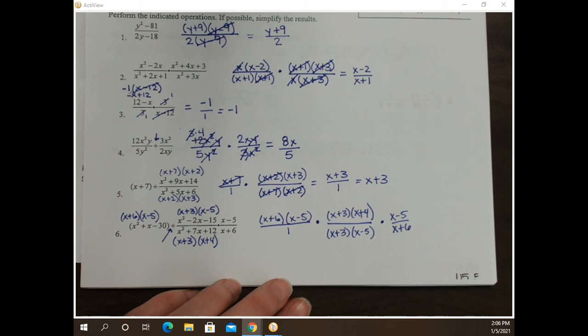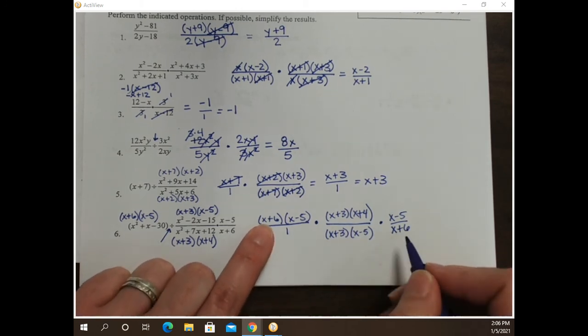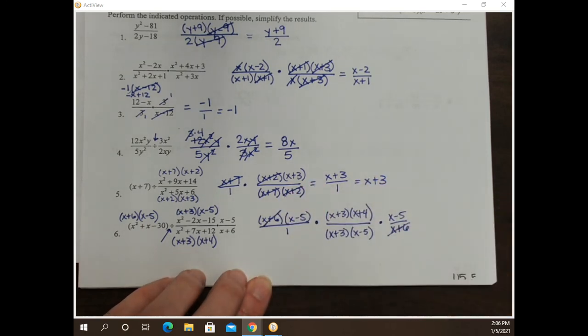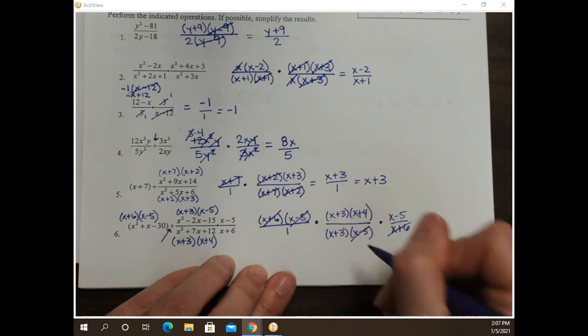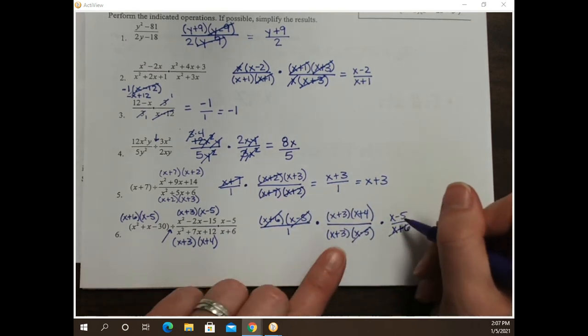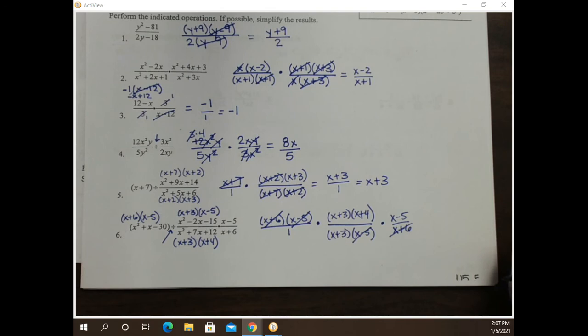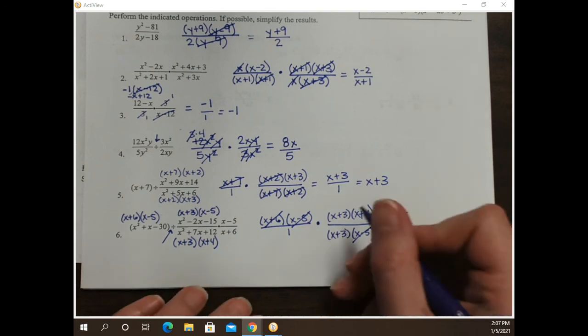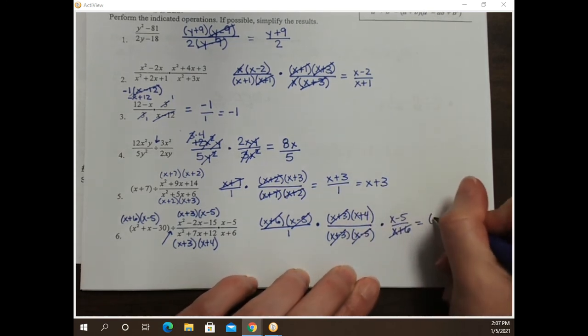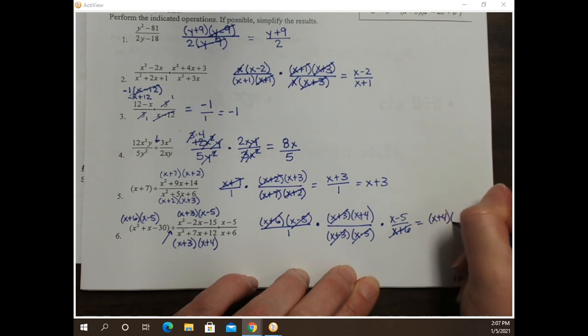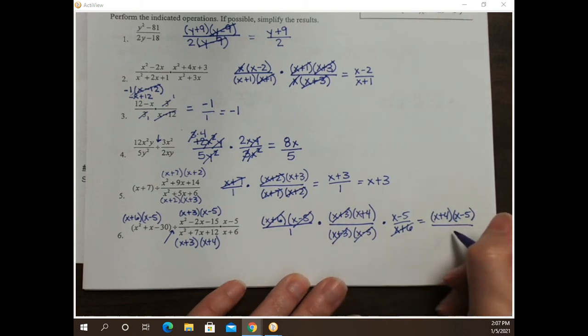Now I want to reduce any factors that are common to the top and bottom. So I've got x plus 6 on top and bottom that I can reduce. I've got x minus 5 on top and bottom that I can reduce. Over here, I've got another x minus 5. It doesn't matter which of them you reduce, but you can only reduce one from the top. And then we've got x plus 3 and x plus 3 that we can reduce. So left on top, I have x plus 4 times x minus 5. And on bottom, we just have 1.